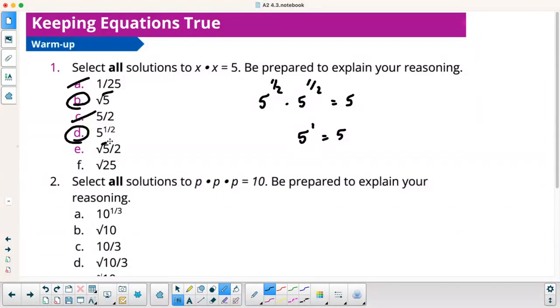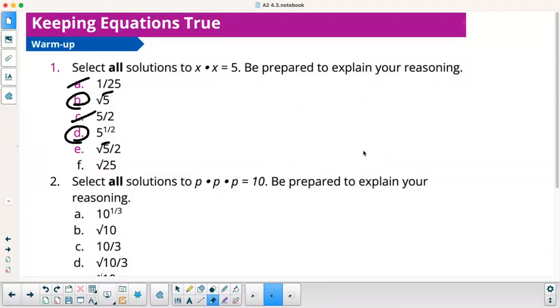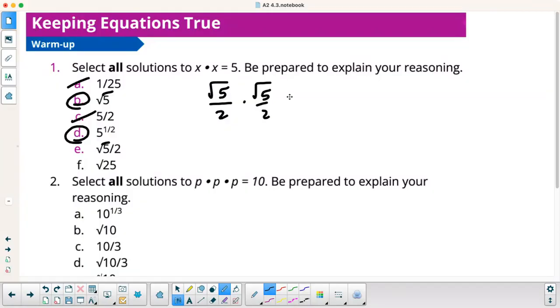This is supposed to be square root of 5 over 2, kind of like this. I'll write it down over here. Square root of 5 over 2. So this on the top is square root of 25, and on the bottom it's 4. Square root of 25 is 5, so it's 5 on the top over 4. 5 over 4 is not equal to 5.